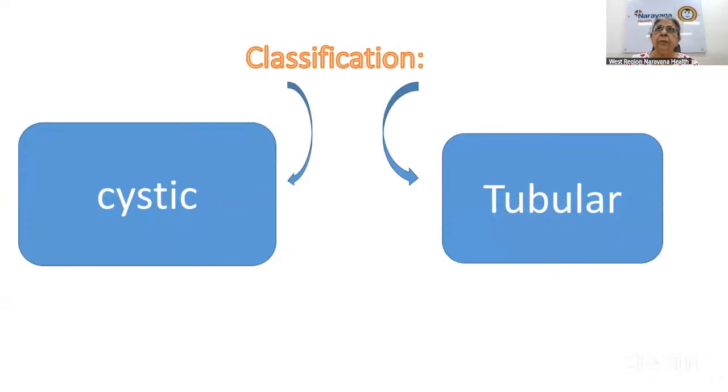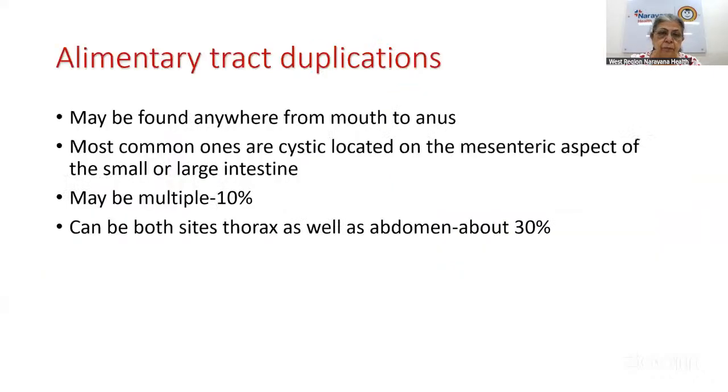There are mainly 2 types. Classification, we can see, one is cystic and one is tubular. In cystic variety, it forms a fluid-filled cystic sac. And in tubular variety, it is like a tube adjacent to the bowel. Now, it can be found anywhere from the mouth to anus. Most common ones are cystic, as I told you, and they are on the mesenteric aspect of the small or the large intestine. We can see them as multiple cystic duplications in one patient, and it can be both.